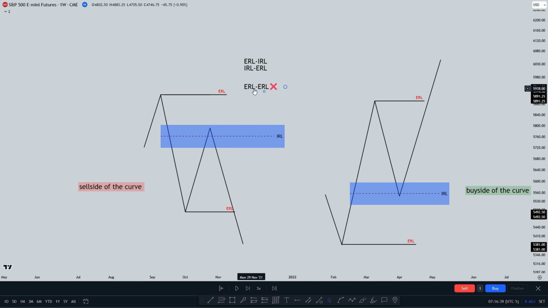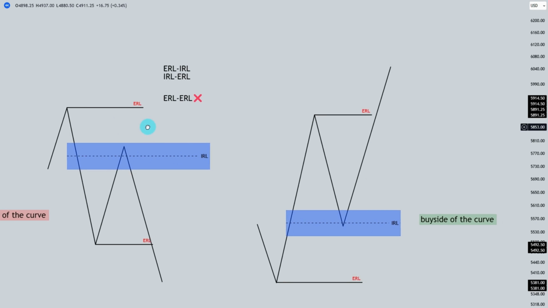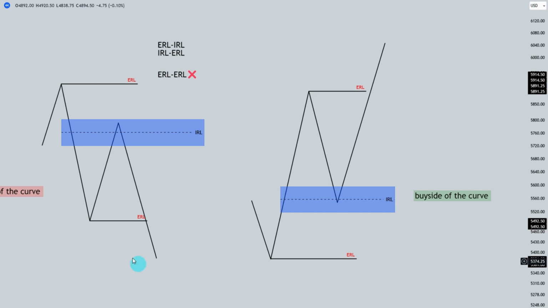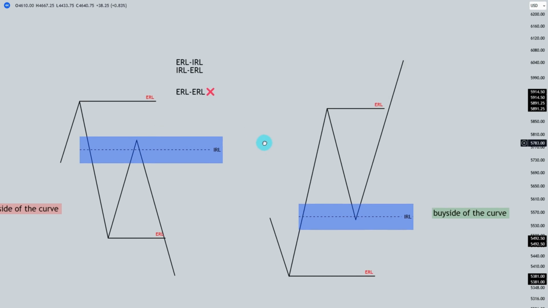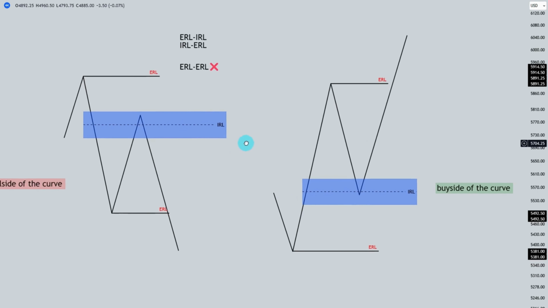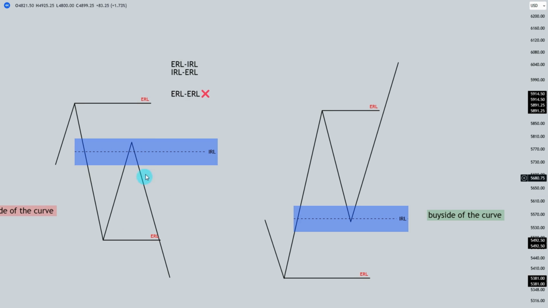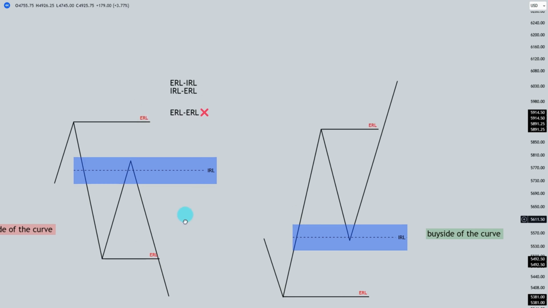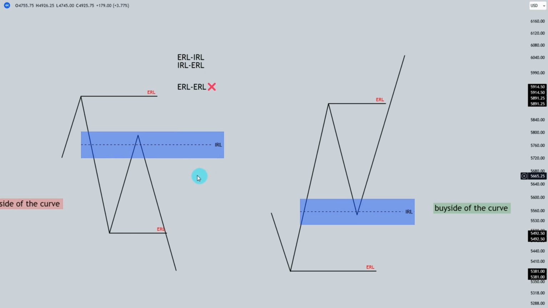And it's very unusual that price moves from external range liquidity to external range liquidity. So right here I have two examples of how price moves from internal range liquidity to external range liquidity on both the sell side of the curve and the buy side of the curve. First of all, we talked about what internal range liquidity is, and that is swing highs and fair value gaps. So when we want to see price move from internal range liquidity to external range liquidity, we have to wait for confirmation that price is willing to go lower from this fair value gap. And that could either be a change in state of delivery or an inversion fair value gap.